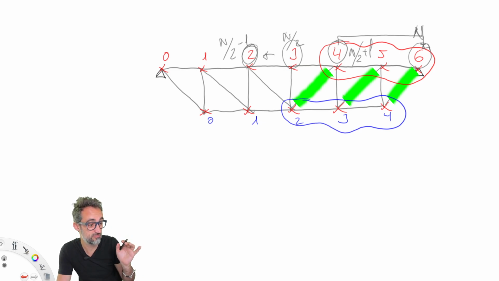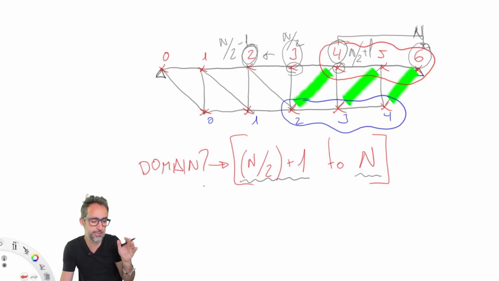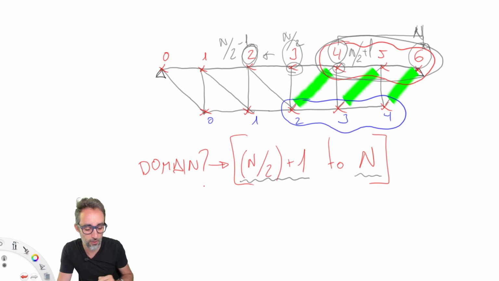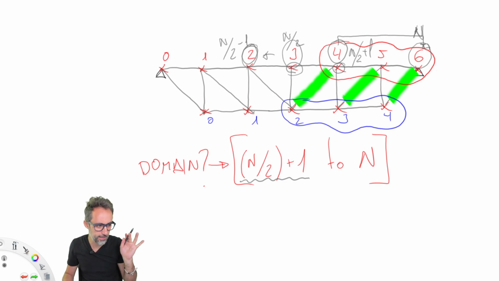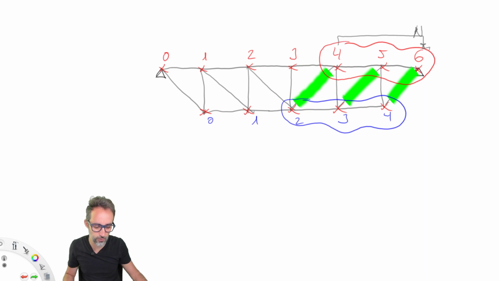Does this make sense? So the rule for the domain that we're going to create is that the first value is going to start at n divided by 2. That will be this number. Plus 1, so that will be this one. And then it's going to go to n, which is the number of spans that we have. Correct? So this is the parametric rule of the index numbers of these points here. So we're going to try that. And then the other one, how is the other one going to work?